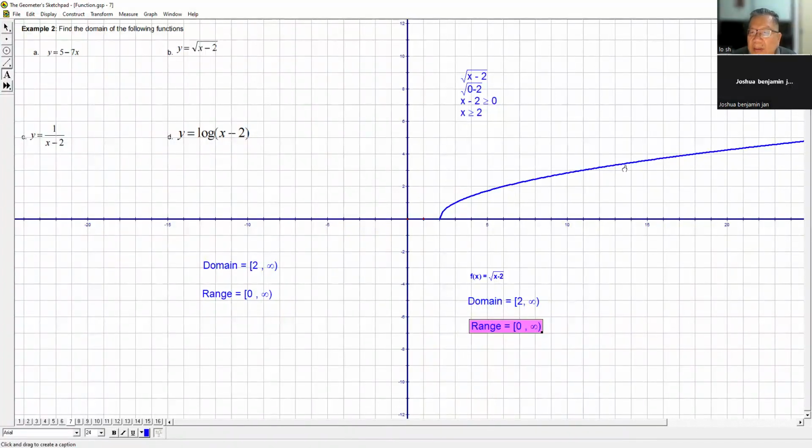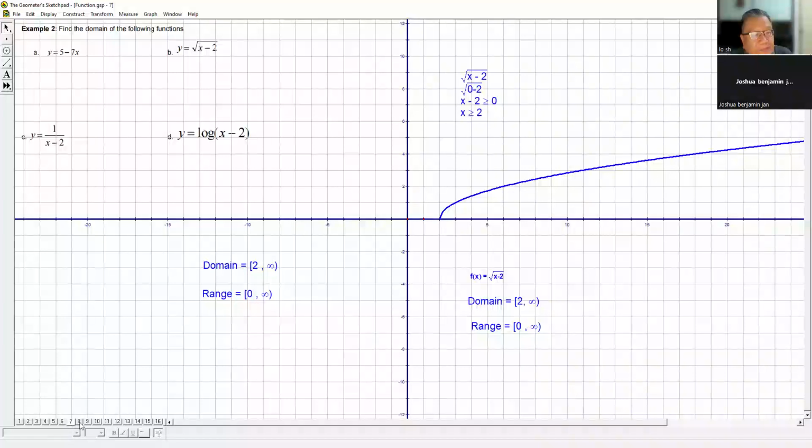So by looking at the blue line, you know which part of the x-axis is covered. The part that is covered is from 2 until infinity. By looking at this blue line, you also can see which part of the y-axis is covered. It starts from 0 until infinity. You see this point here. Then below, no more value of y. The value of y is all above. So this is the domain and the range.